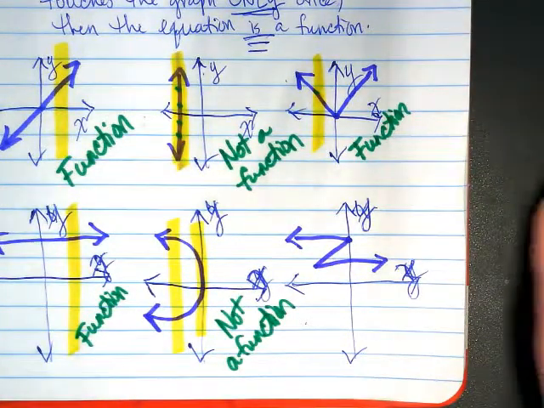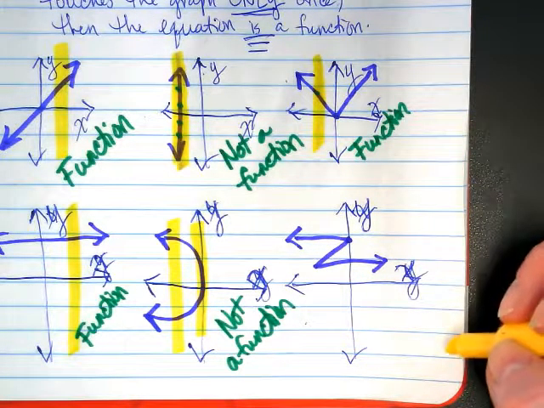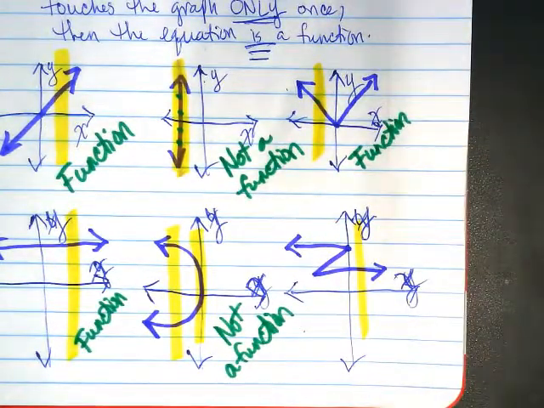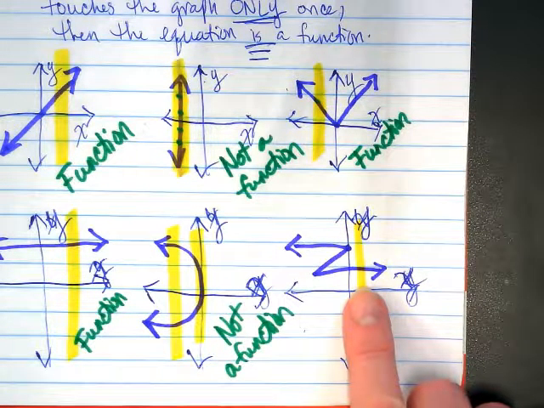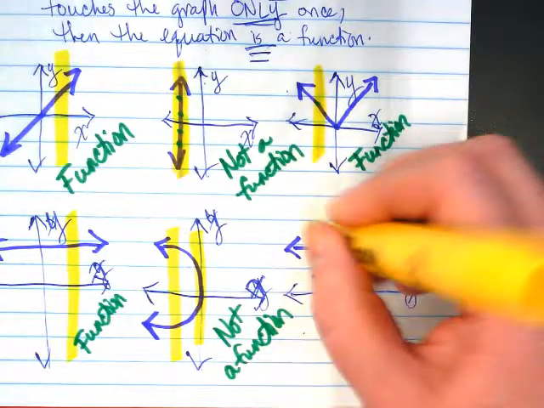Let me finish, and then I'll take questions. It's a vertical line test, so the line has to always be going up and down. Okay, I've scanned it right there. Right now, it's fine, because right there, it's not touching more than one place of the line.